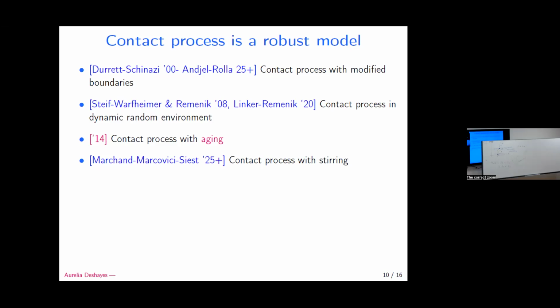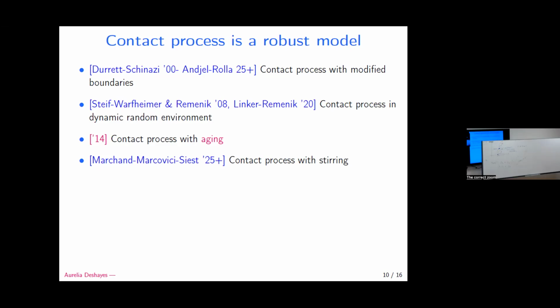For example, the contact process in a dynamic random environment. There are two papers from 2008, from Steif and Warfheimer and Remenik. They are not exactly the same model, but they have something in common. And one from Amitai and Daniel. In these, you put dynamical edges. Sometimes they are present and sometimes not, and you can use these edges only when the edge is present.